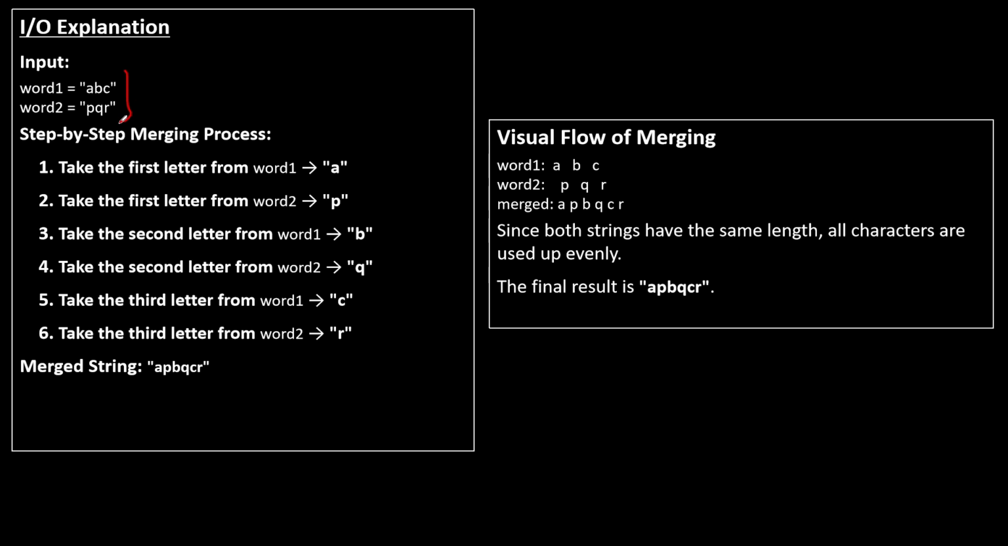Word 1 is ABC, word 2 is PQR. We will take the first letter from word 1, A. Then we will take the first letter from word 2, which is P, right? So it will become A, then P. Then we will take the second letter from word 1, B. Then we will take the second letter from word 2, which is Q. And similarly we will keep on going, and after that the resulting string will be A, P, B, Q, C, R.